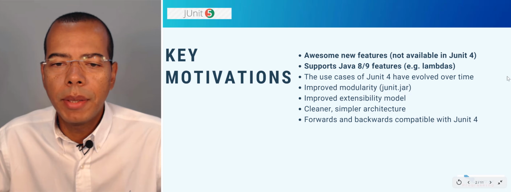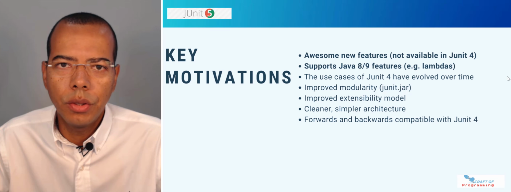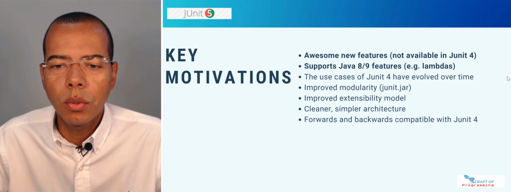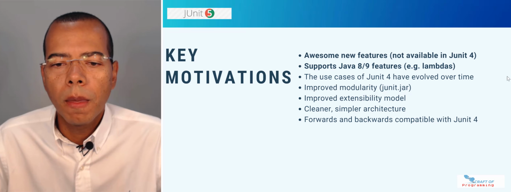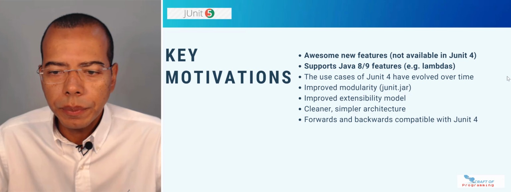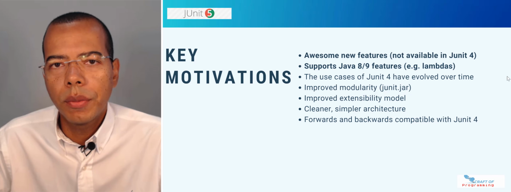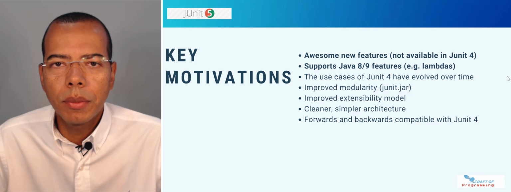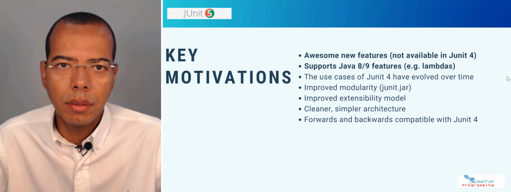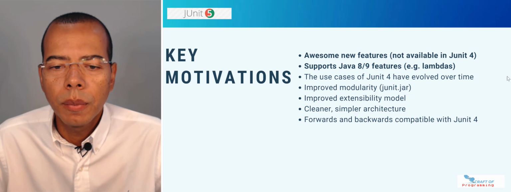Okay, so basically, as you can see here, we're going to cover the awesome new features that JUnit 5 provides, which are not available in JUnit 4. JUnit 5 supports Java 8 lambdas, which JUnit 4 doesn't. Another point is that the use cases of JUnit 4 have evolved over time, because JUnit 4 has been around for many years. People are using JUnit 4, for example, for integration tests, and there is no real support for that in JUnit 4, but JUnit 5, as you will see, has some support for that.